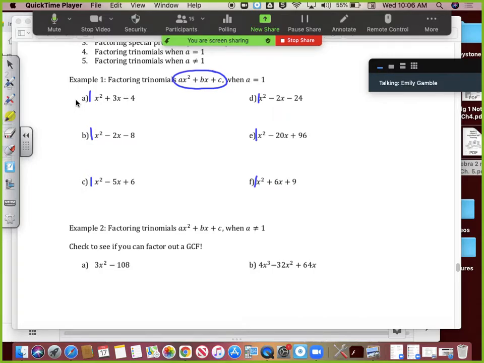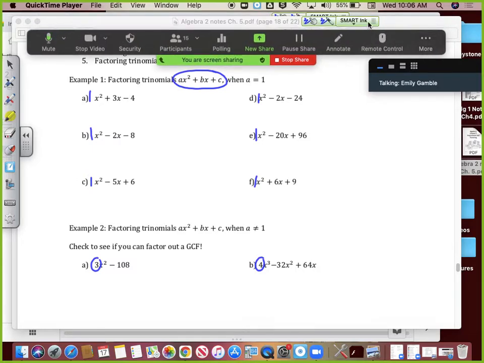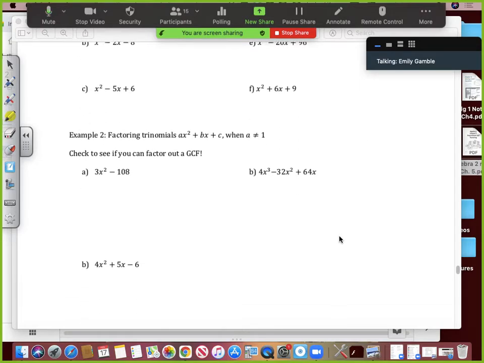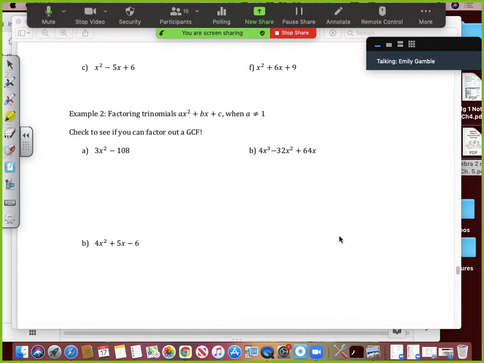So if you look at this first example here, there's a 3 here, there's a 4 here. So when this happens, the process just changes a little bit and it becomes a little bit more complicated. So make sure we're looking at the differences and similarities between yesterday's lesson and today's so you can understand what's going on. So in example 2, we're factoring trinomials where the first number is not equal to 1.